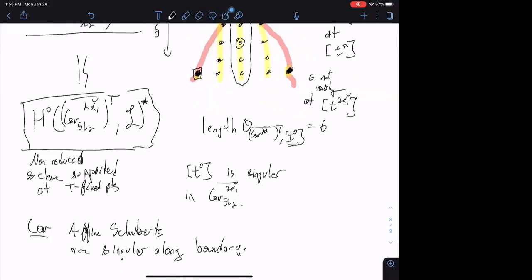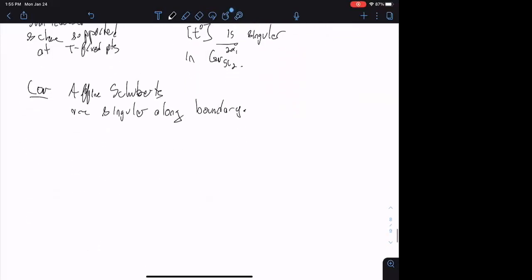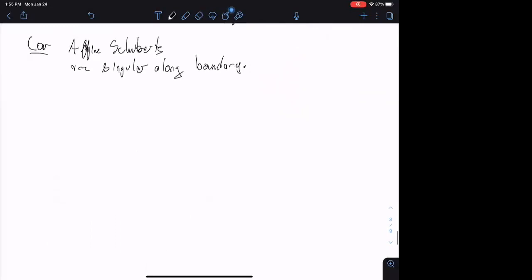Yeah, excellent things, and this is something that I'd be happy to think about. Yeah, it'd be nice to see what exactly is going on for singular affine Schubert varieties in the finite case.